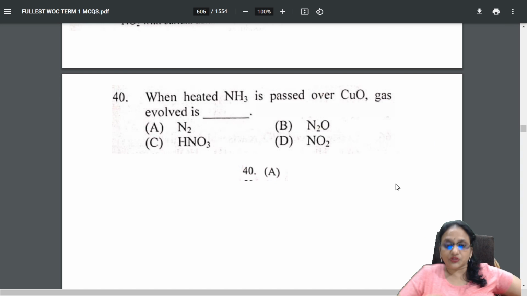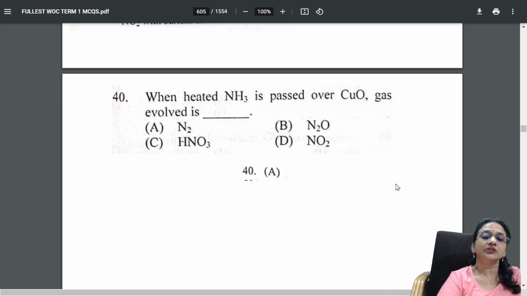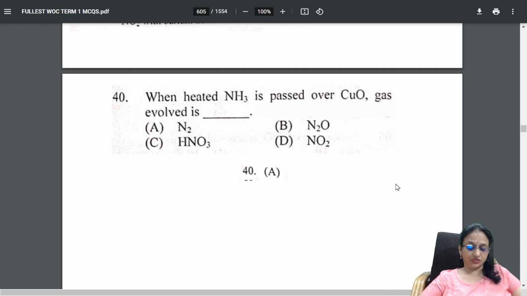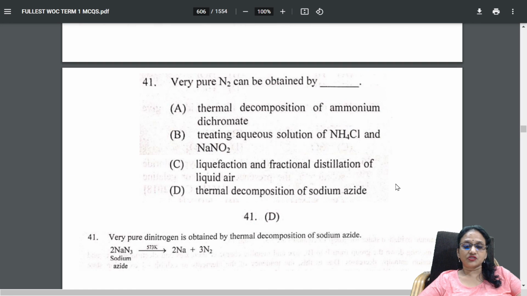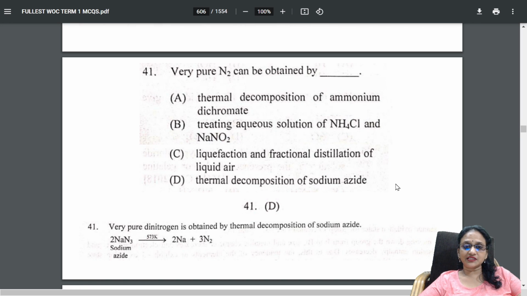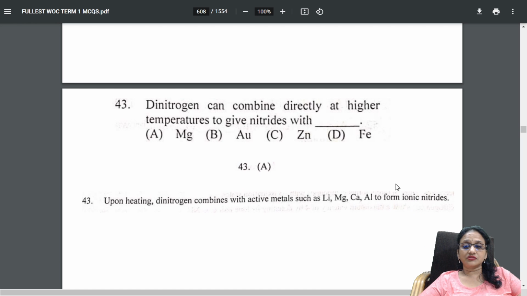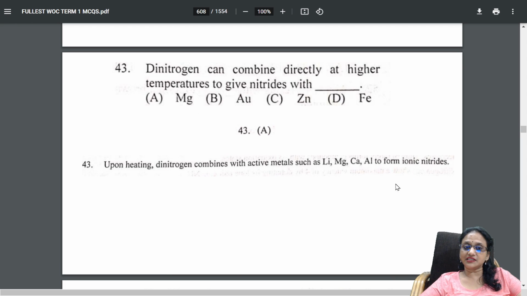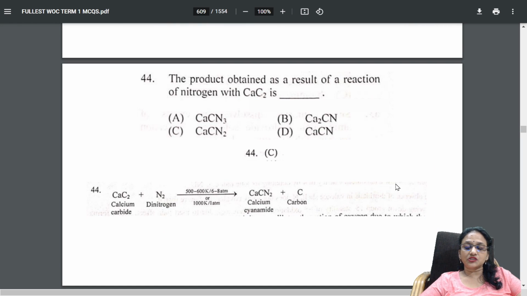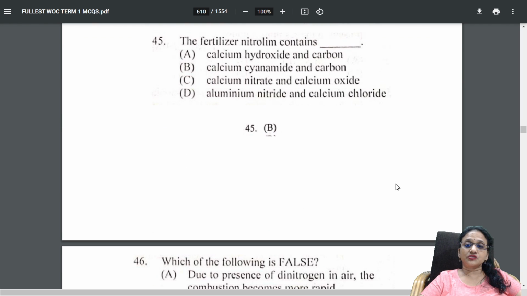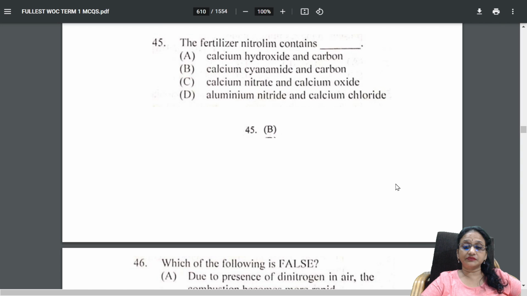Gradually, ammonia reactions with copper oxide. They're going to ask you what type of gases evolved. So this is important. This is how you get pure nitrogen gas. Gradually, nitrogen is inert at room temperature because why? This is a question based on nitrites, group 15. We have seen the flow chart, no? They're going to ask you the question like that. Reaction, formation of calcium cyanamide from where? This is a general question for fertilizer.